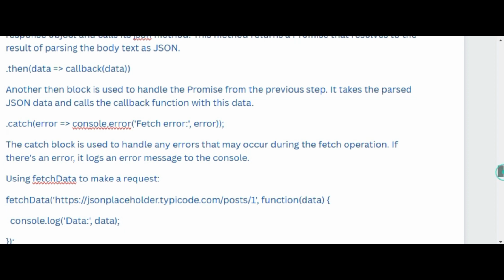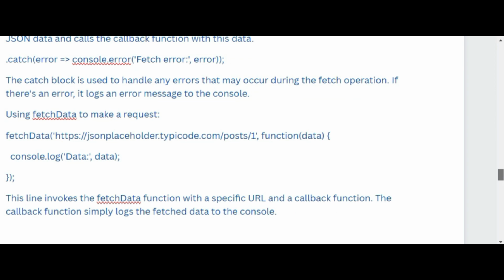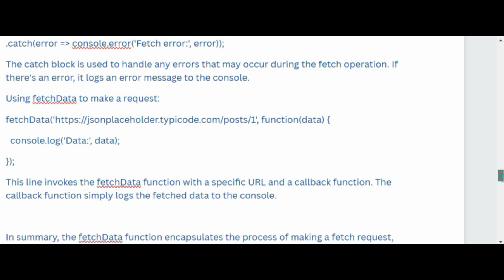Using fetchData to make a request: fetchData(url, data => console.log('data', data)). This line invokes the fetchData function with the specific URL and a callback function. The callback function simply logs the fetched data to the console.